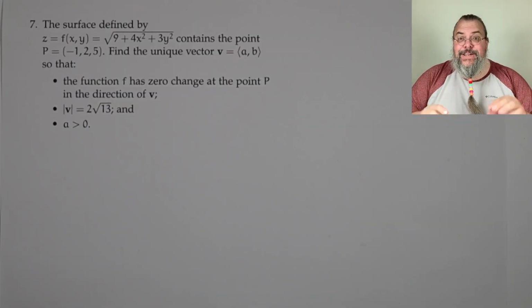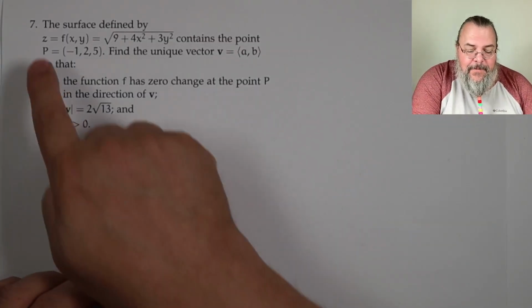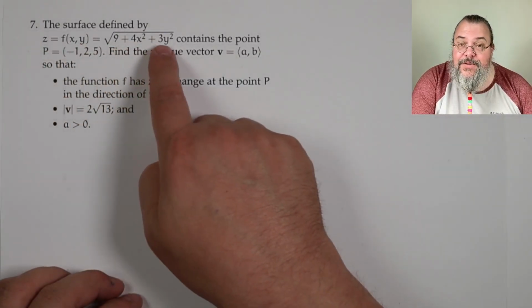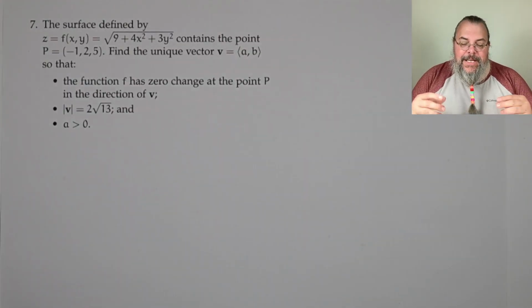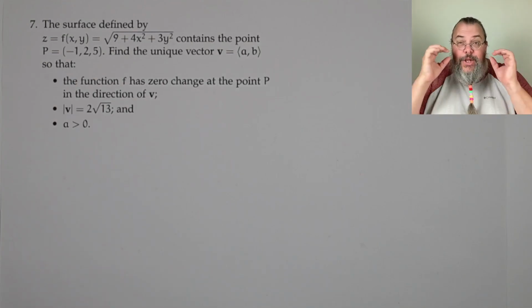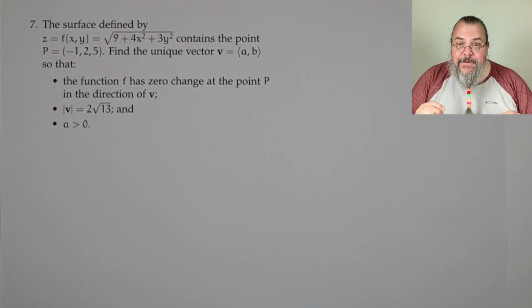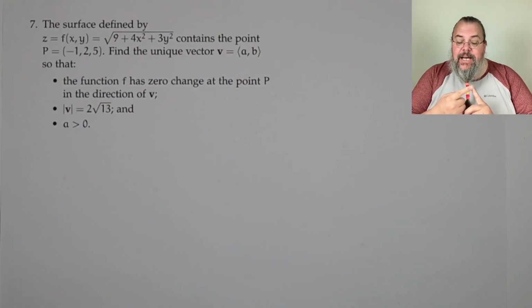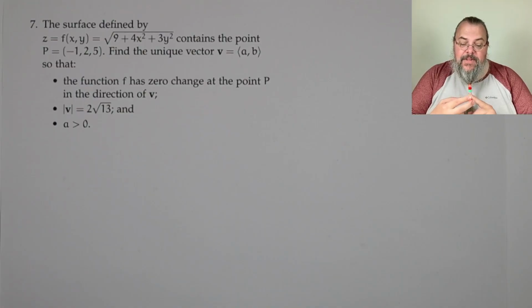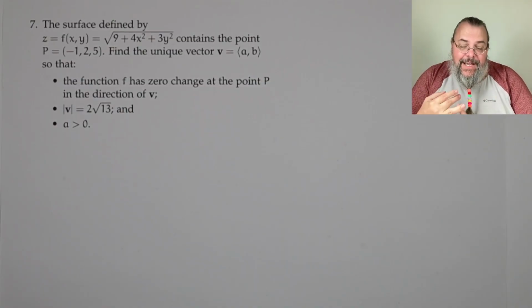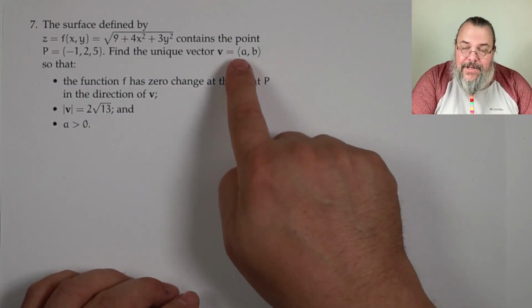Number 7. The surface defined by the function z, it's a function of x and y, square root of 9 plus 4x squared plus 3y squared. Wow, what a function. It contains the point minus 1, 2, 5. Find the unique vector v, a, b, so that the function f has 0 change at the point P in the direction of v. The magnitude of v is 2√13. And a, this first entry, is positive.